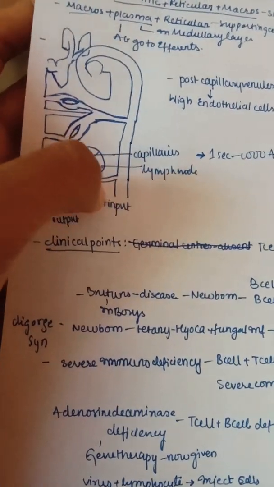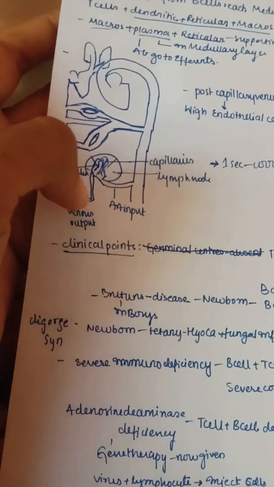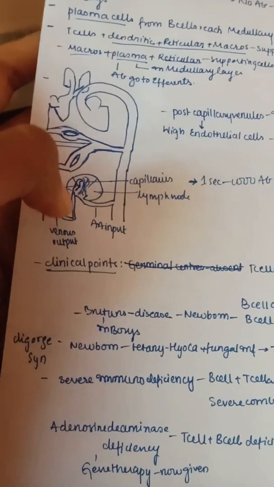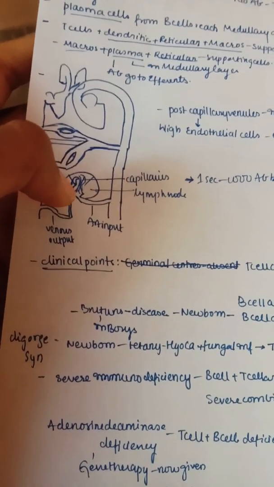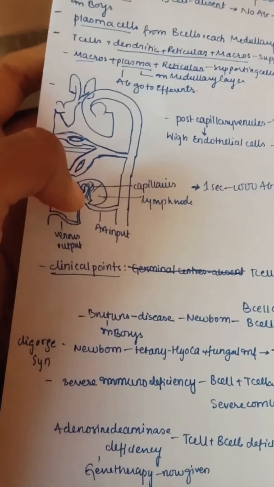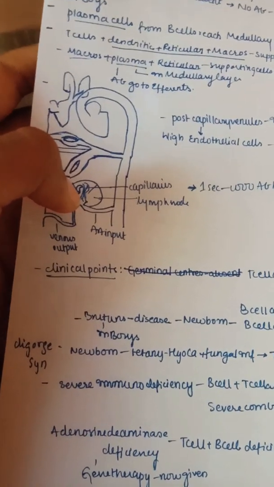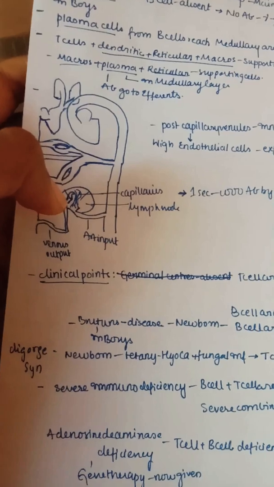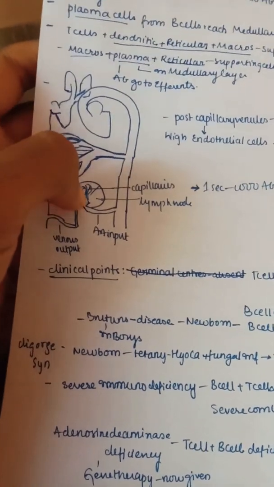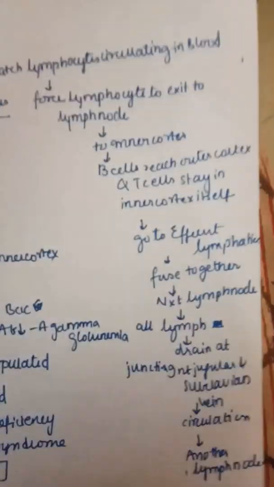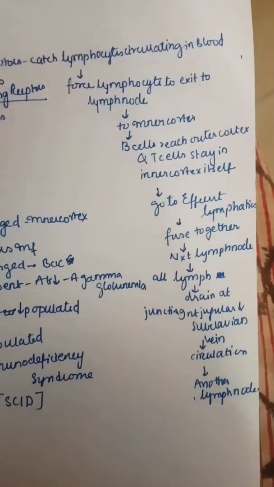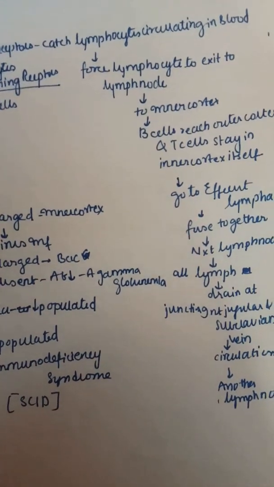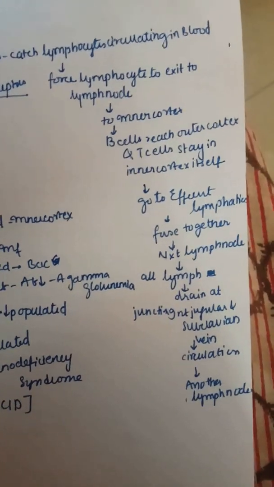From one of the capillaries, you can see here the artery is entering into our lymph node, and there it forms the capillaries, and from venules it gets out. So at the site of venules it forms a special venule known as post capillary venules. These have special high endothelial cells with receptors which help in catching the lymphocytes from the blood. So they force the lymphocytes to exit the blood so that the lymphocytes get back into the lymph node, that is their home. They reach into the inner cortex. From there the B cells reach out to the outer cortex, and the T cells stay in the inner cortex itself, because we know B cells are in the outer cortex and T cells are in the inner cortex, also known as paracortex.